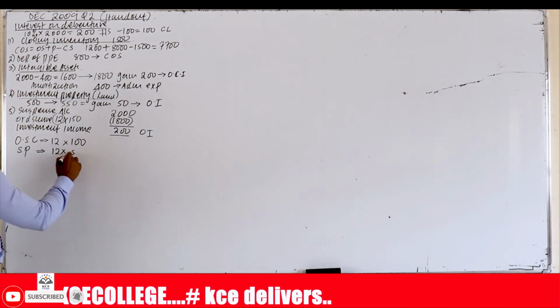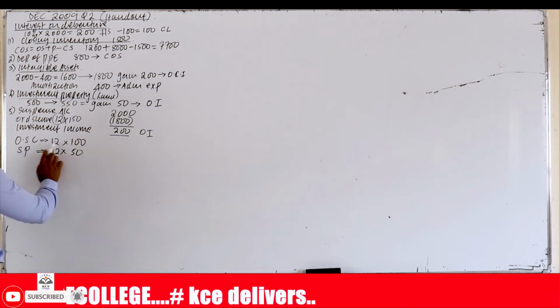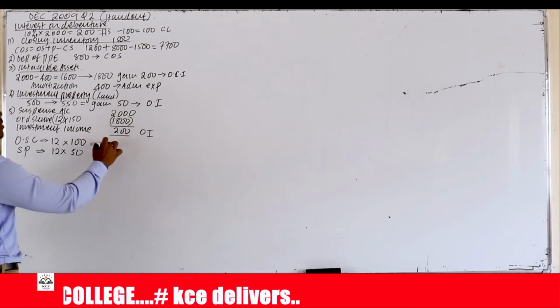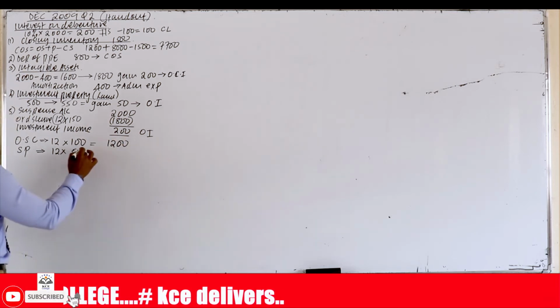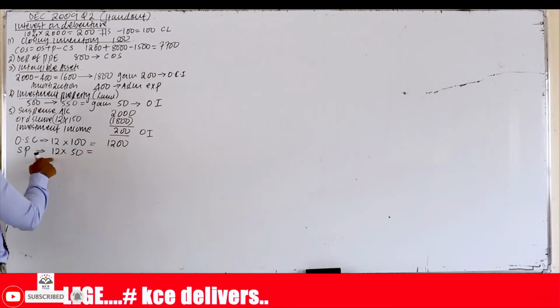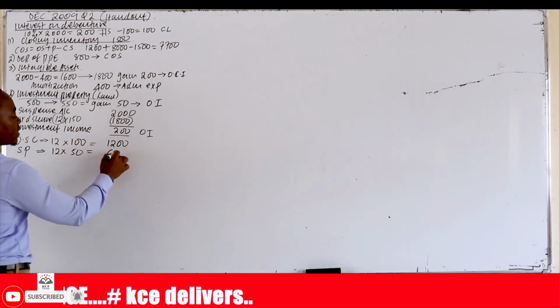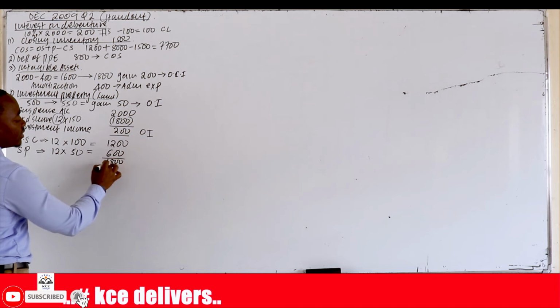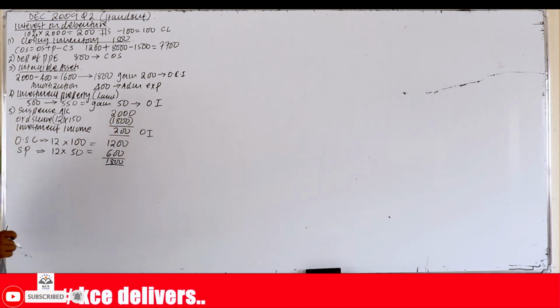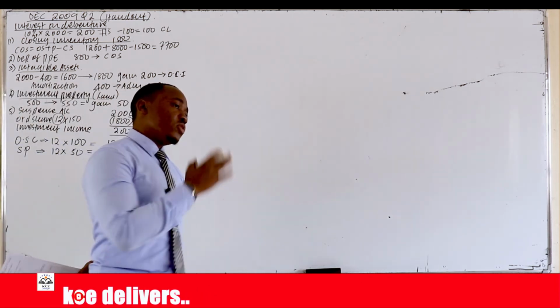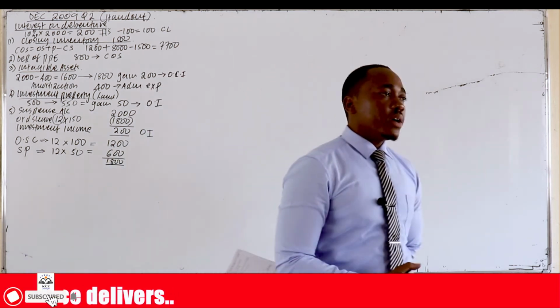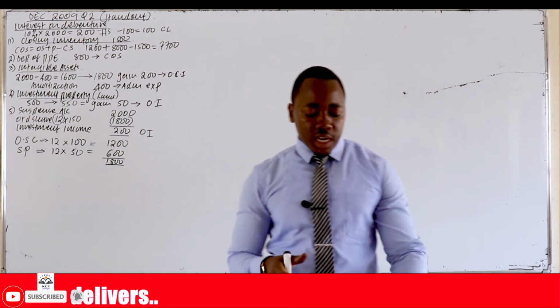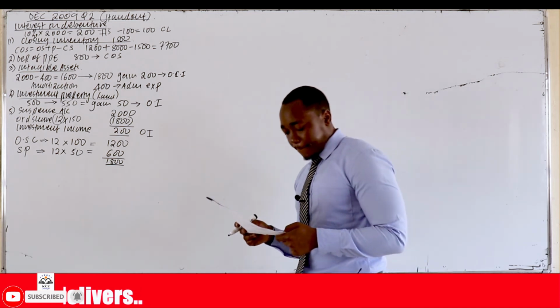So 12 times 100, to the ordinary share capital you'll take 1,200. Then to the share premium, 12 times 50, you get 600. And you see, if you add the total, you'll get 1,800. You'll go back to this 1,800. So ordinary share capital should be recognized at par value, with the balance taken to the share premium.